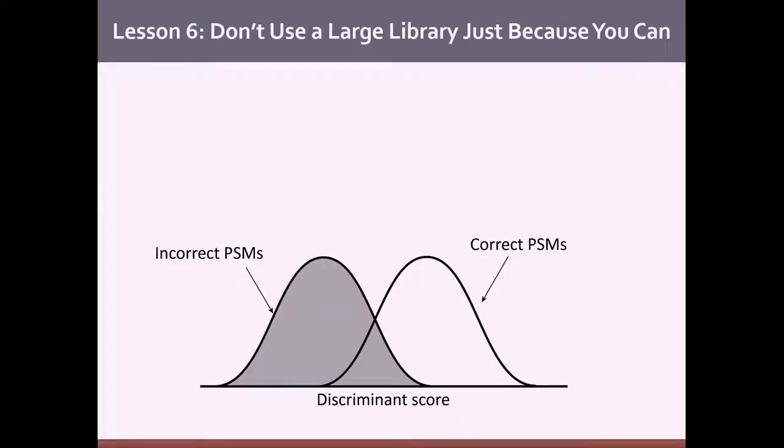And the other final thing is that you shouldn't use a large library just because you can. This is something that everybody wants to see. I want every possible peptide I possibly can get in my samples. So they'll even go as far as taking samples from some neuronal cell line and searching their HeLa samples against it, just to see if there may be some peptides specific to that neuronal cell line that they may find in their HeLa sample. In general, you only want to search for things that are likely to be present in your sample.